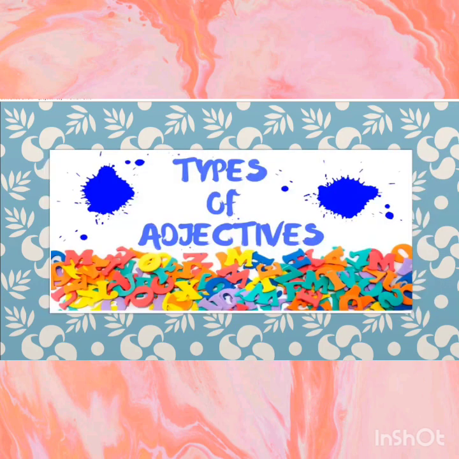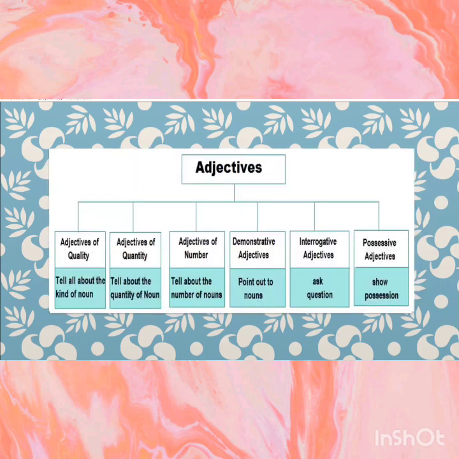So, what are the different types or kinds of adjectives? There are 7 different kinds of adjectives shown in the slides. One is the adjective of quality. It tells all about the kind of noun. Adjectives of quantity. It tells you about the quantity of noun. Then we have adjective of number. It tells us about the number of nouns.